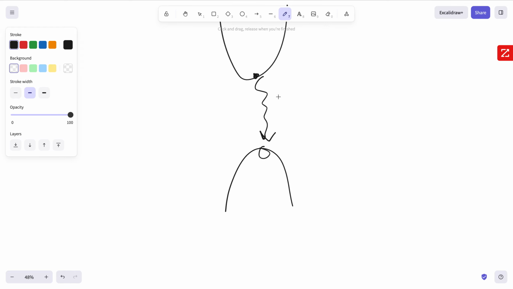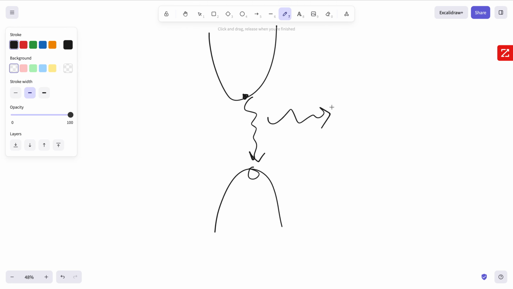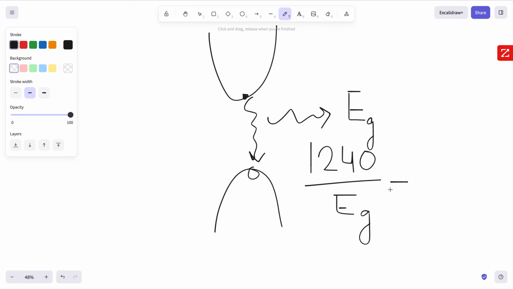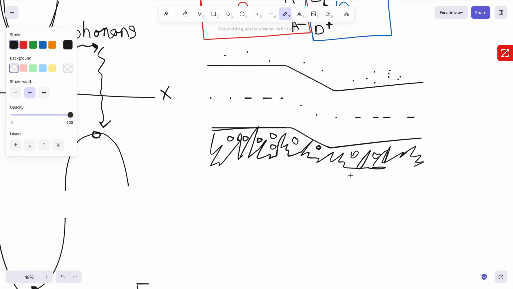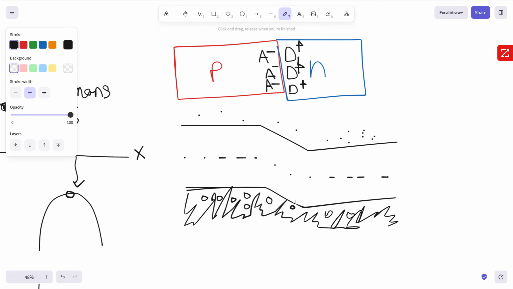Instead, it goes directly into forming a photon, and this is something called spontaneous emission. That photon has an energy which is equal to the band gap. And you can calculate what the wavelength of it is by using the conversion 1240 divided by E sub g is equal to wavelength, lambda. Now, what that means is that if we have a direct semiconductor, then when these holes and these electrons recombine in the center, it emits a photon, right?